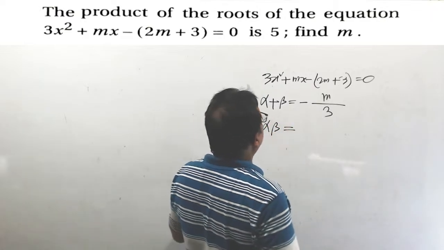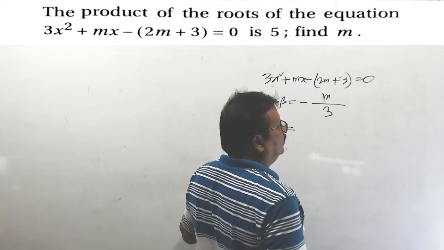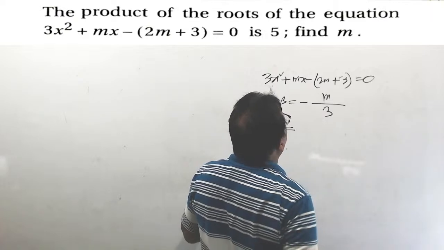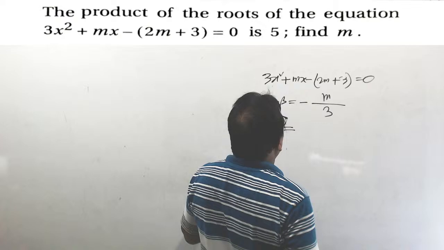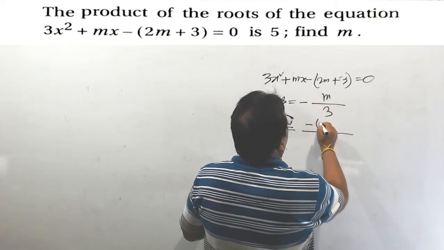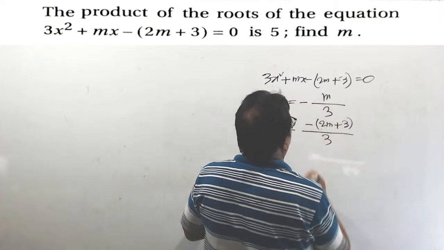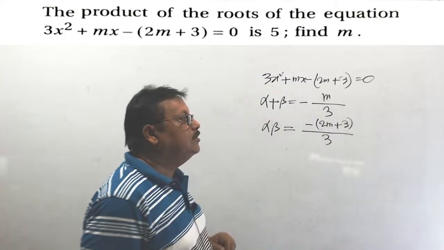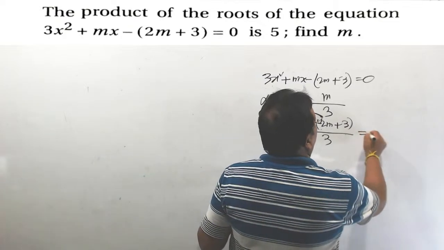What is the product of the roots? C by a. What is c here? C is minus 2m plus 3, and a is 3. And the product of the roots of this equation is equal to the given value, 5.